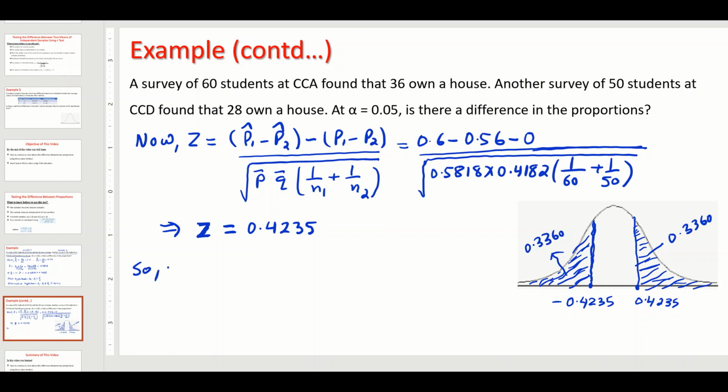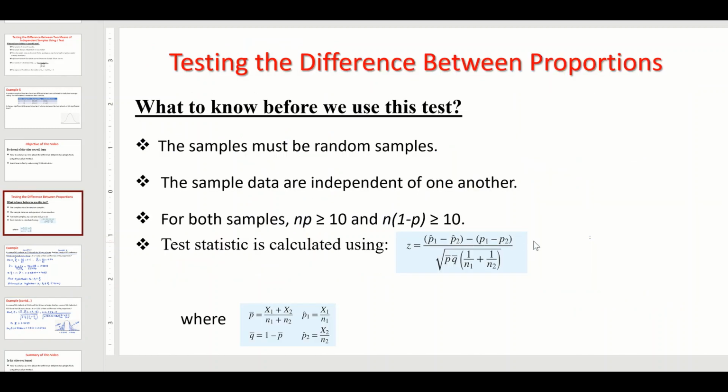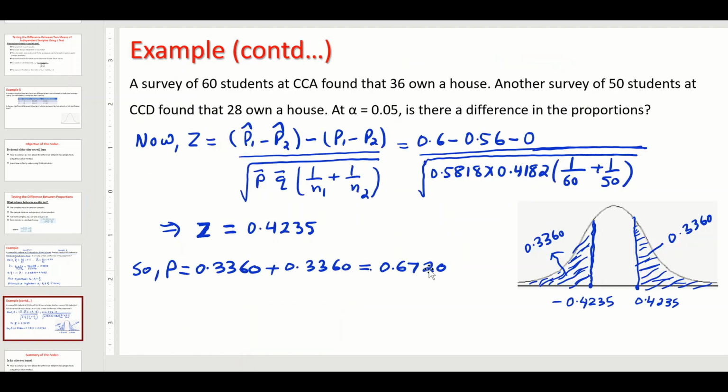So your p-value is 0.3360 on the left tail plus 0.3360 on the right tail, which is equal to 0.6720. That's our p-value. So we used the ordinary calculation procedure, using this formula, to get the p-value here. You can check this value directly using the calculator. Let me show you that.